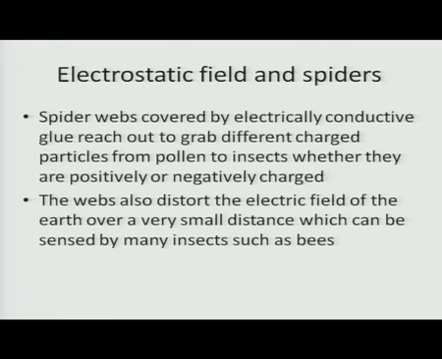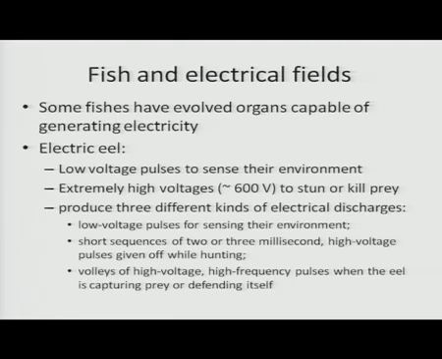So, very interesting effects that take place in nature, and I am sure all of you have heard about the very strong electric fields some fishes use for their navigation or catching prey, and one of the most famous ones of them is the electric eel. So, it actually produces different kinds of electric fields, low voltage pulses to sense the environment, extremely high voltages up to 600 volts to stun or kill the prey.